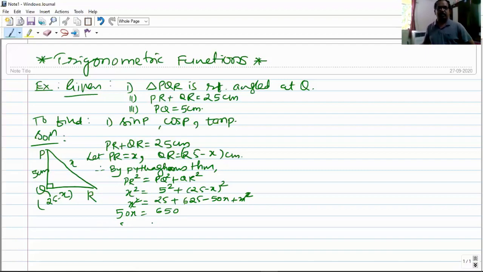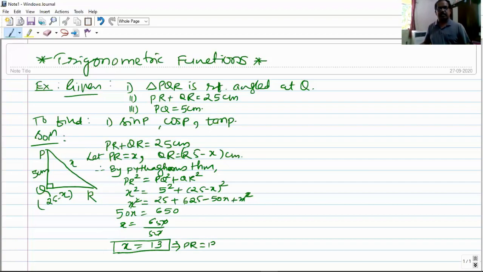The value of x will be 650 divided by 50. So this 5 gets cancelled, 5 ones are 5 and 5 threes are 15. So the value of x we got is 13. So students, what is x we consider? We consider x is the length of hypotenuse PR. So I can say PR is 13 centimeter, right?